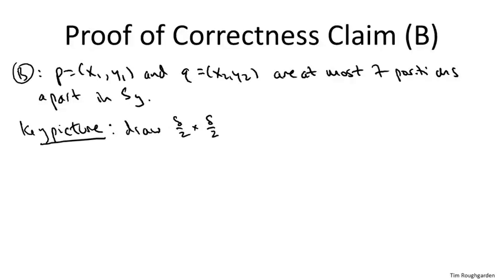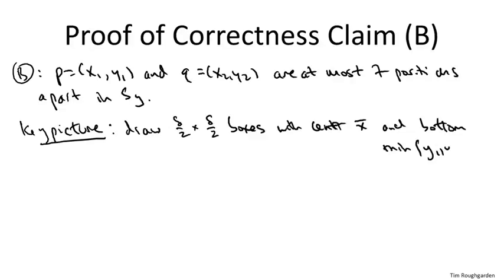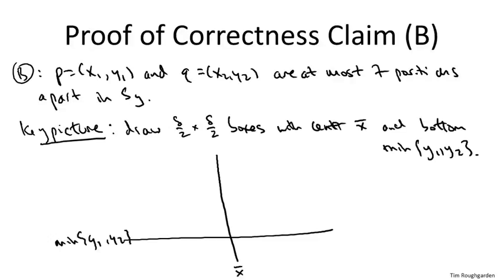So we're going to draw 8 delta over 2 boxes, and they're going to be centered at x bar, this same center of the vertical strip that defines S_y. And the bottom is going to be the smaller of the y-coordinates of the points P and Q. So it might be P, it might be Q, it doesn't really matter. So just the bottom is going to be the smaller of the two. So the picture then looks as follows. So the center of these collections of 8 boxes is x bar. The bottom is the minimum of y1, y2. We're going to have 2 rows and 4 columns.